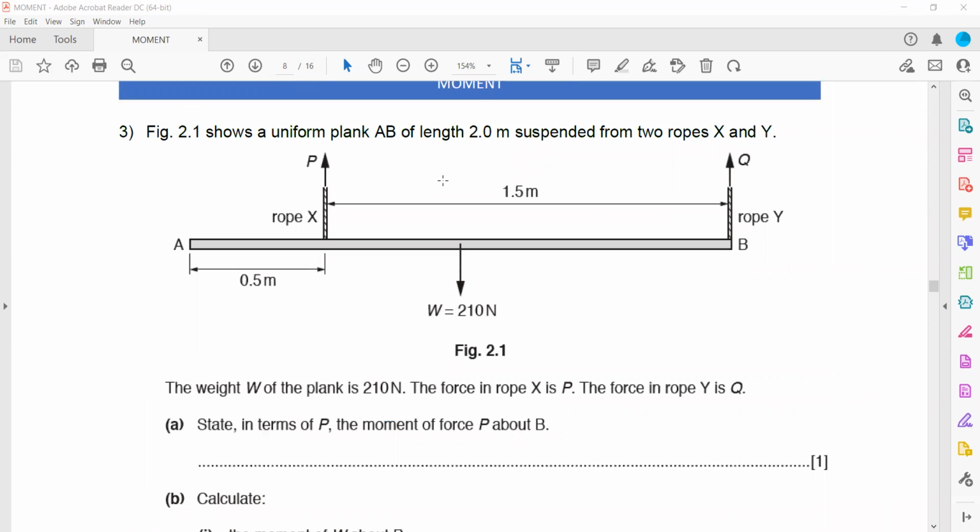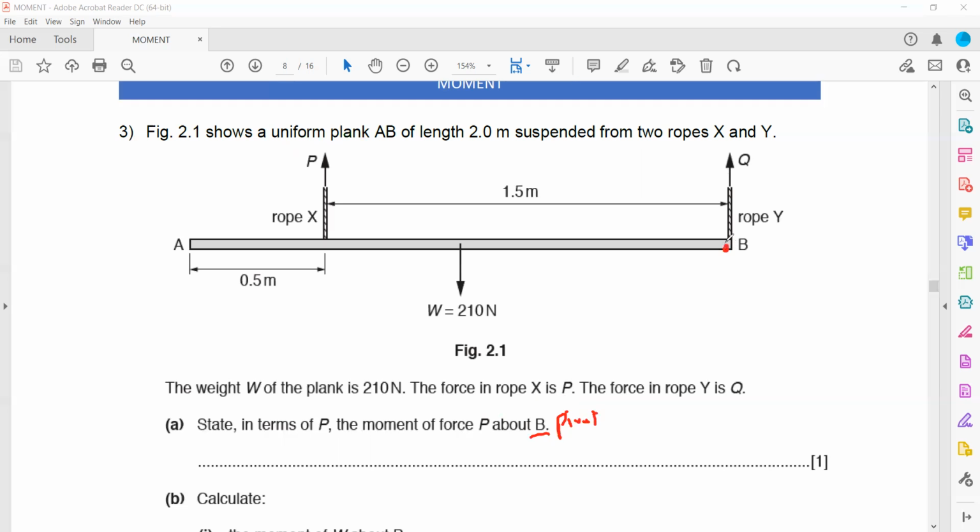In question 3, figure 2.1 shows a uniform plank. When we say uniform plank, it means its weight is acting at the center. It is of length 2 meters, suspended by 2 ropes X and Y. The weight of the plank is 210, and the force on rope X is P and the force on rope Y is Q. State in terms of P the moment of force P about B. Whenever they use the term about a certain point, that means that point is the pivot. So here about B means B is the pivot.